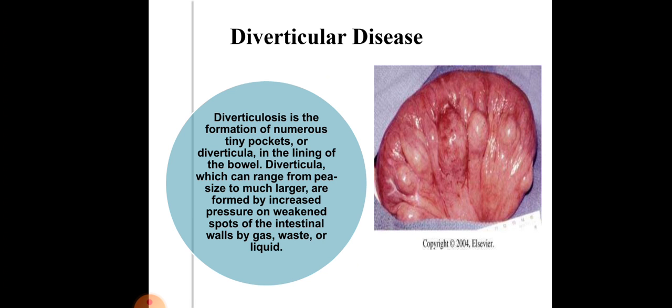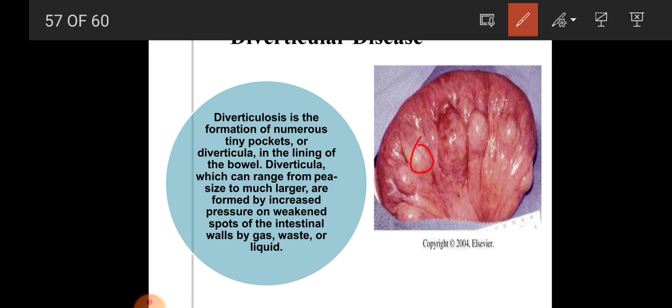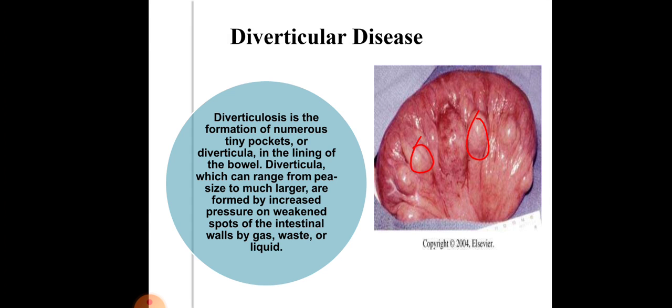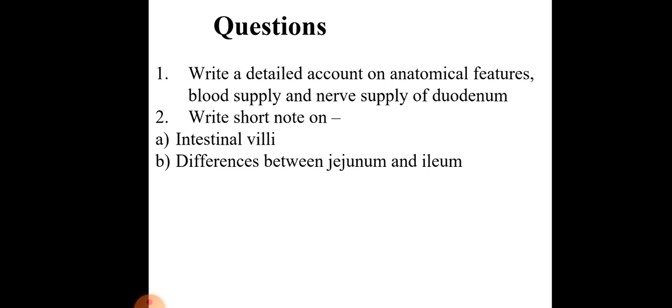Next is diverticular disease. Diverticulosis is the formation of numerous tiny pockets, as we have seen in this image. These are the tiny pockets or diverticula in the lining of the bowel. The diverticula, which can range from pea size to much larger, are formed by the increased pressure on the weakened spots in the intestine walls by gas, waste, or liquid.